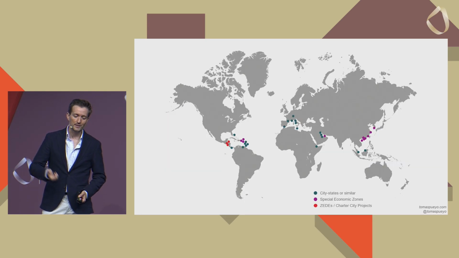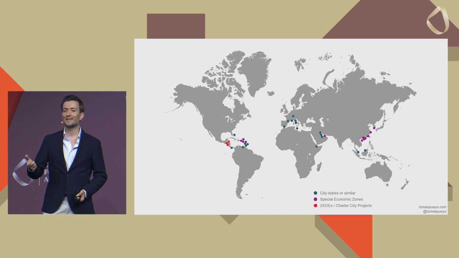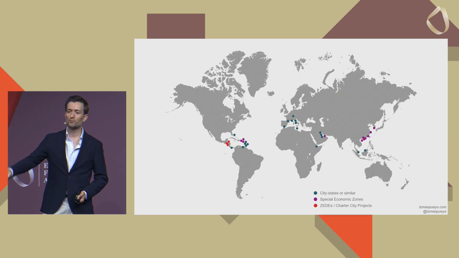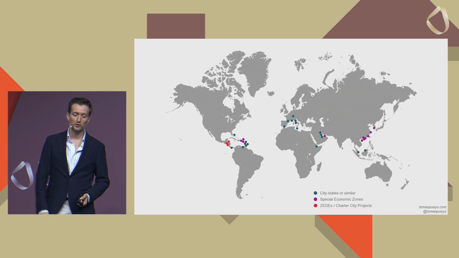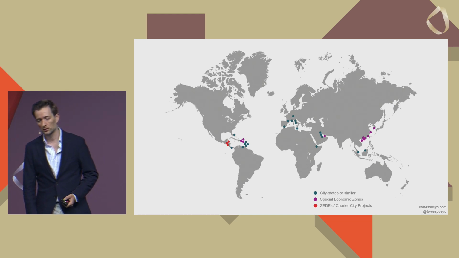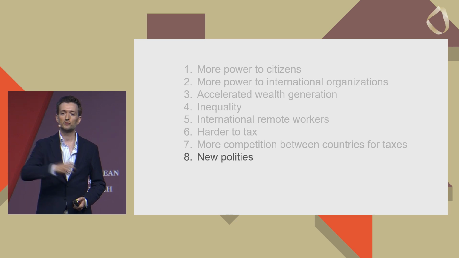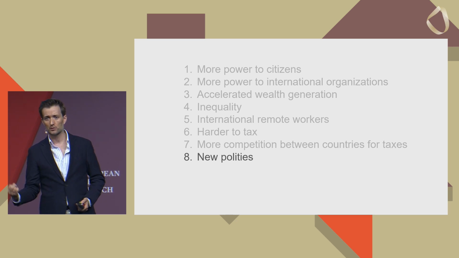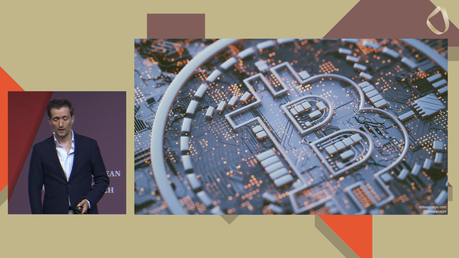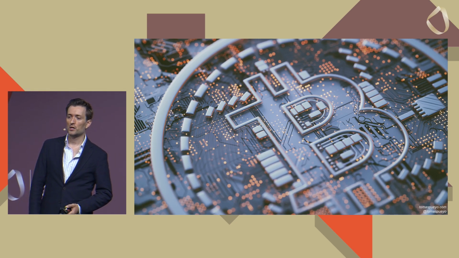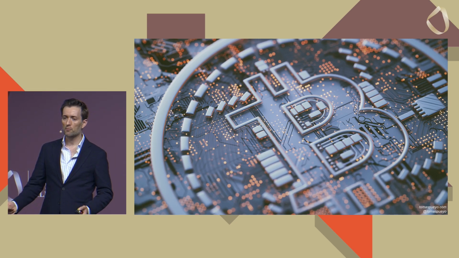There's city-states, there's special economic zones that can tax less to attract more business. And there's more that are coming. Here, for example, some charter cities that are trying to be built in Honduras. So there's going to be probably new policies like this that enable people to try to attract people and their wealth. Then we have cryptocurrencies, blockchain, Bitcoin, and there's a couple of effects.